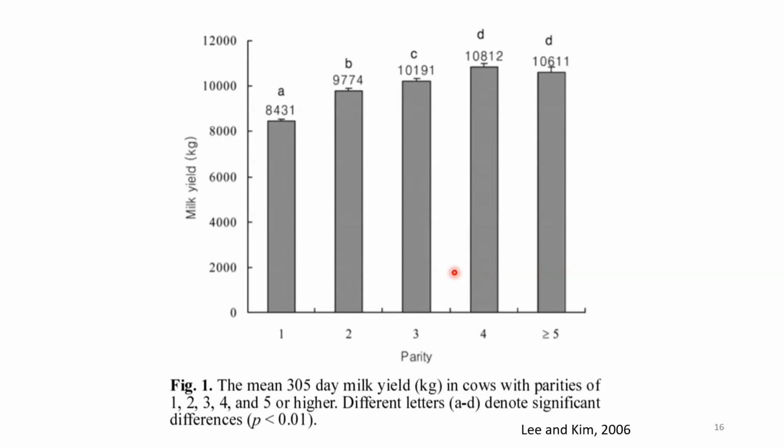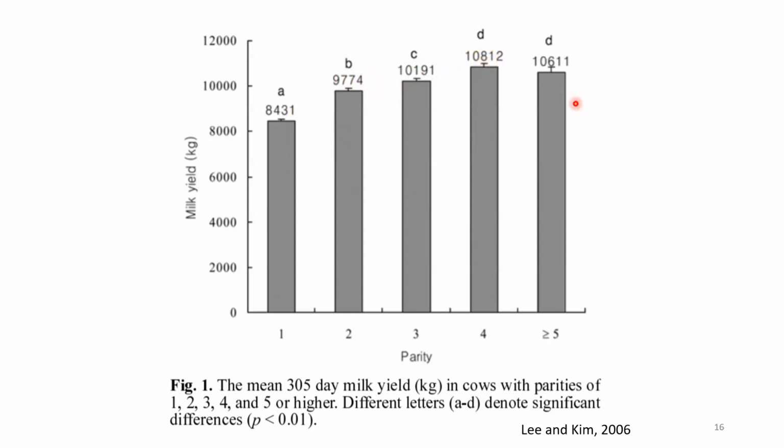So we saw second and third parity were higher than first parity. But how long does it go on for? Fourth parity is higher than third parity, fifth parity is higher, sixth parity is higher, or does it come down at a certain level? So this is the mean 305-day milk yield for parities 1, 2, 3, 4, and higher than 5. You will see here the increases: 8,000, 9,700, 10,000, 10,800, and it drops.